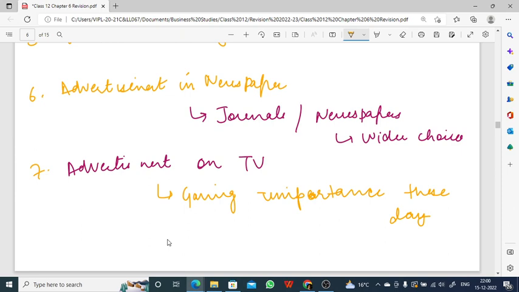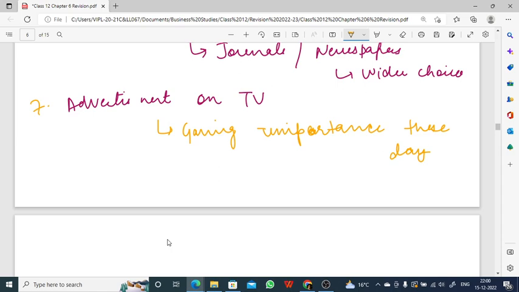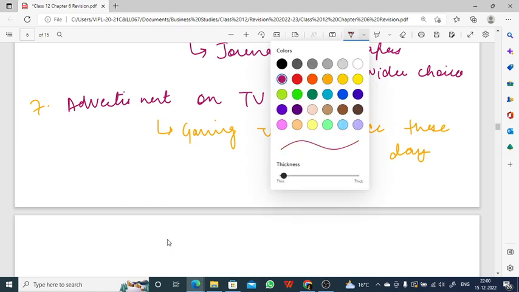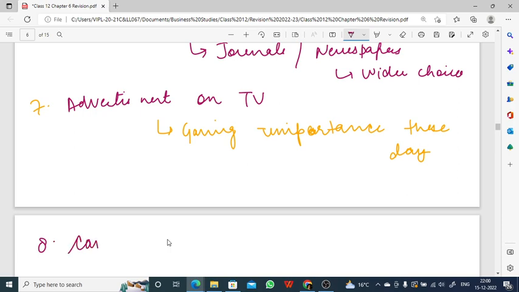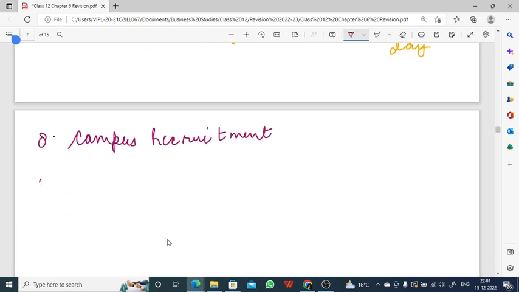Okay, and then there is one more, a couple more. What are those? Let's talk about them as well. Campus recruitment is when you as an employee are recruited from an educational platform. Let's say when I was doing my CMA, I was recruited through campus. Then you are recruited through your universities, your colleges. That's campus recruitment.